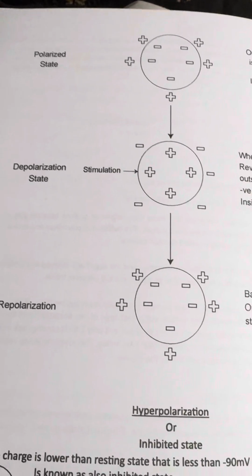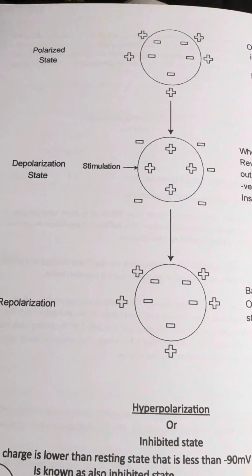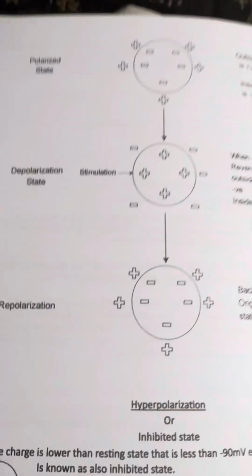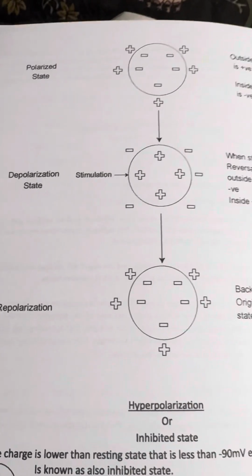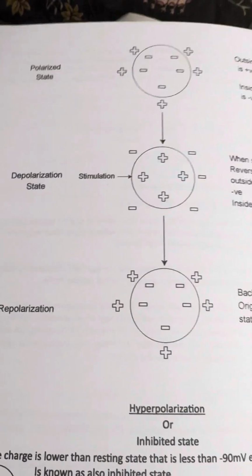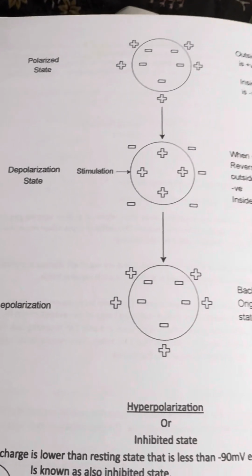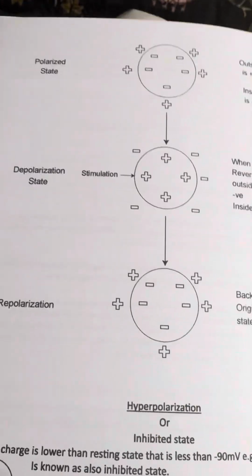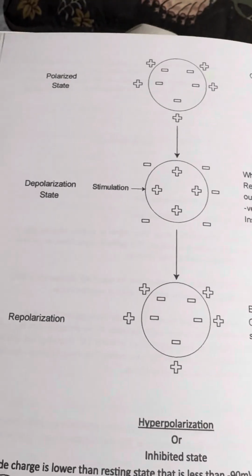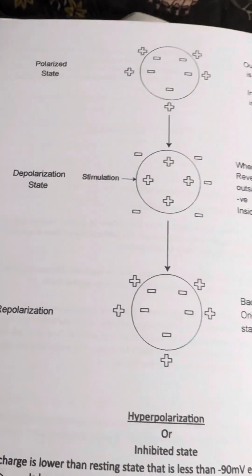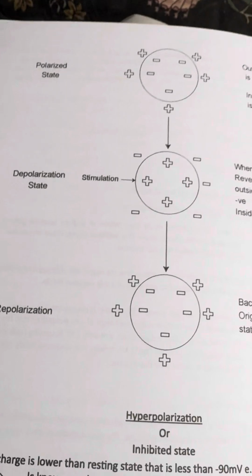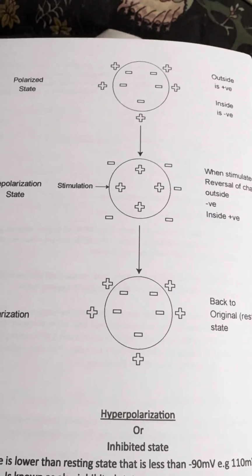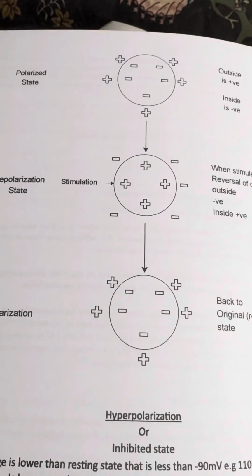Then the last one, after the charge has crossed, we stimulate and it triggers the depolarization wave, the impulse. An impulse travels ahead. The portion which has traveled, the one behind, comes back to normal again. That is, outside becomes positive, inside becomes negative. And this is known as repolarization, back to the original state.